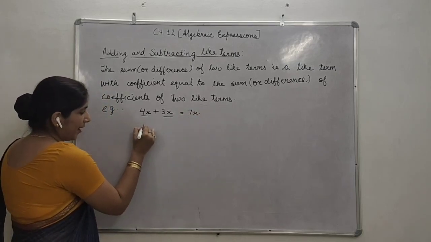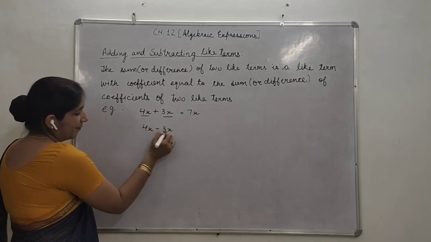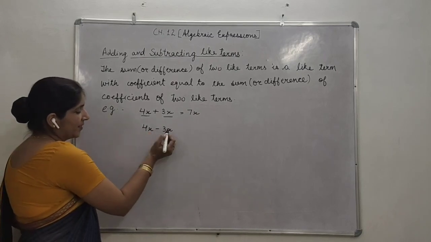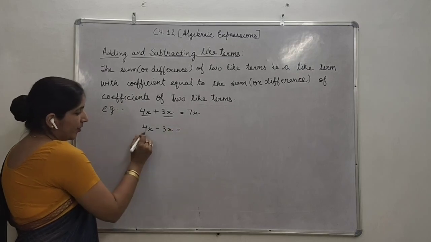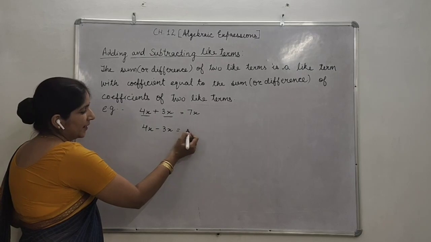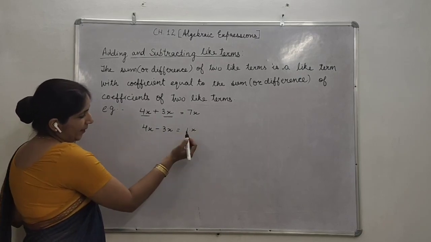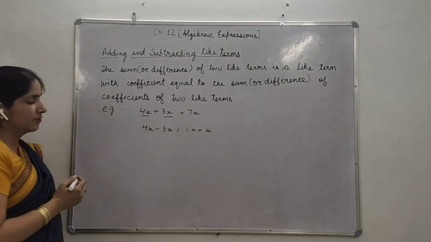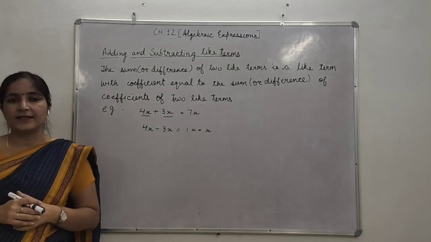Secondly, if we subtract 4x minus 3x, same terms we have taken, but we took the negative sign this time, means we are subtracting one term from the other. Then we have to subtract the coefficients, means 4 minus 3, the result is 1, and the algebraic factor will remain the same. So 1 multiplied by x is nothing but x. So in this way we can add and subtract the like terms.